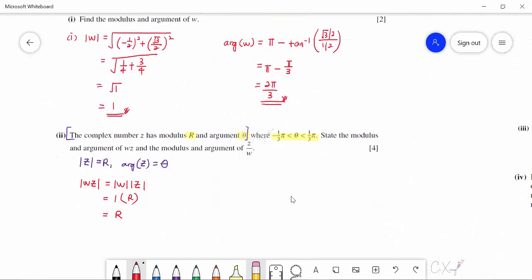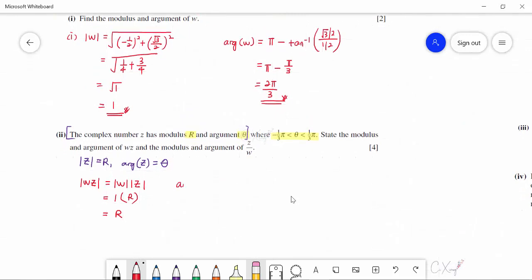Then the same thing happens, we apply it for the argument. We have the argument of wz, which will be equal to the argument of w plus the argument of z. The argument of w will be 2 pi over 3. Then the argument of z is theta.